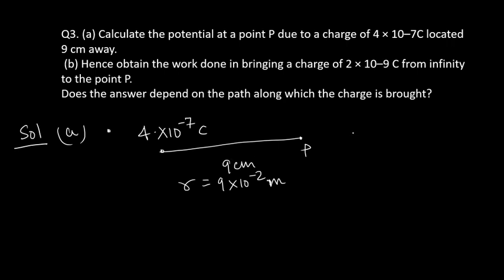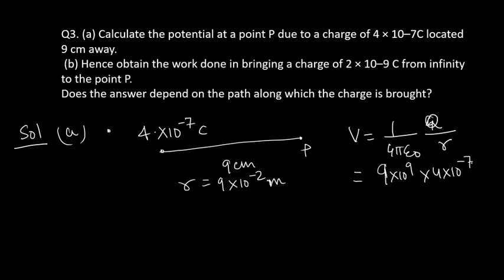And what is the formula for potential? That is equal to 1 upon 4 pi epsilon naught into q upon r. It is 9 into 10 to power 9 into q, 4 into 10 to power minus 7, upon r, 9 into 10 to power minus 2. After solving this quantity, you will get what? 4 into 10 to power 4 volt.